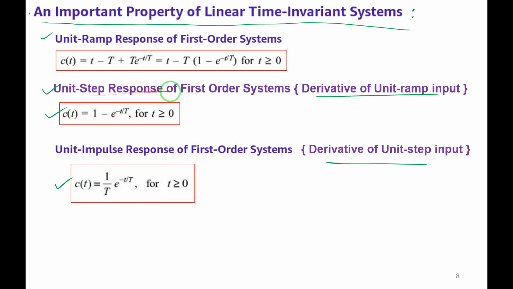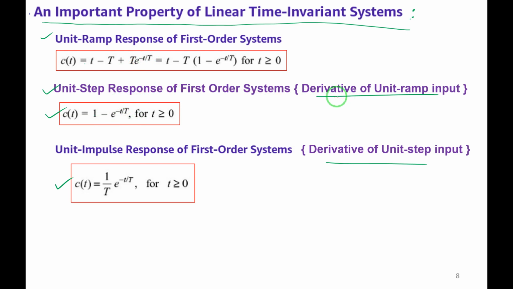So if I want to find out the unit step response of a first order system, it is nothing but the derivative of the unit ramp response. If I apply unit ramp as a signal, this is the response. Take the derivative of it, I will be getting the unit step response of the first order system. Take d by dt of c(t). d t by dt is 1. This T is a constant, so its derivative is 0. Then the derivative of this term: the minus sign will come here, e to the power of minus t by T. This T into 1 by T will get cancelled. So I will be getting e to the power of minus t by T.